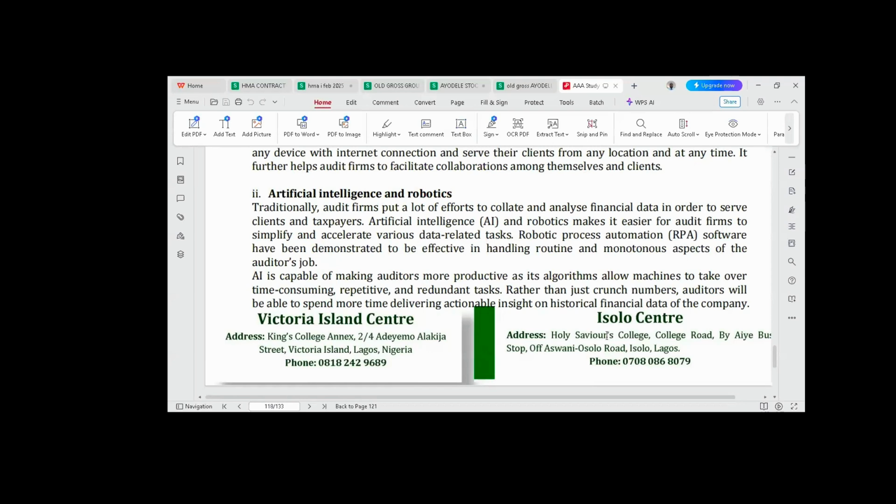For those of us that are schooling now, writing exams in universities and polytechnics, you see that most students use AI to write their projects. They use AI to solve their questions, assignments, projects, thesis, all of those things. So AI is a technology that has come to revolutionize how we handle or process data.